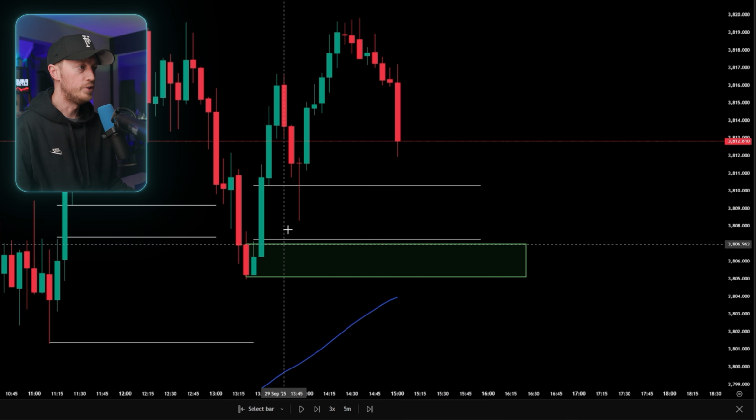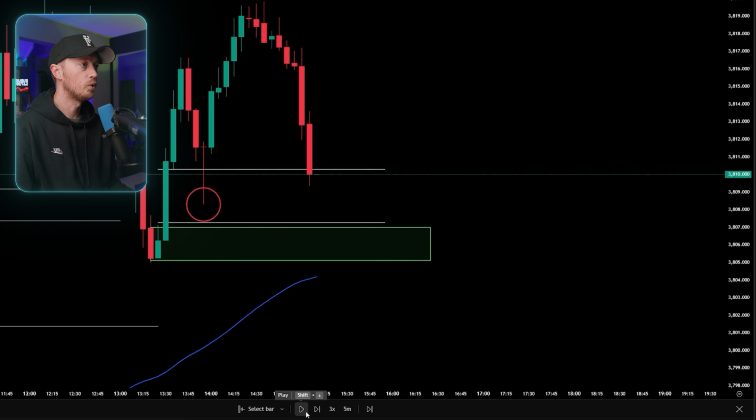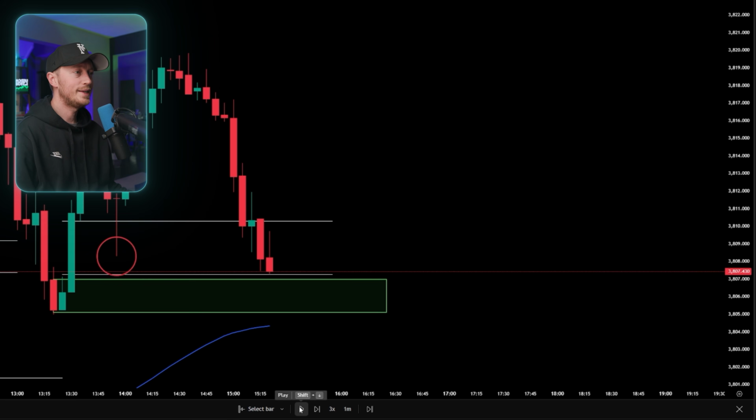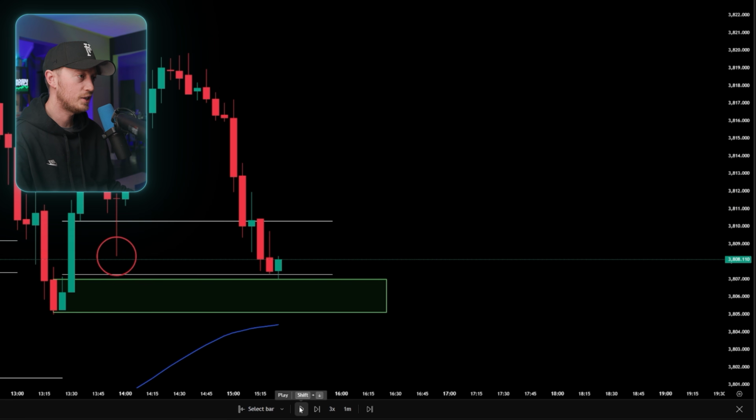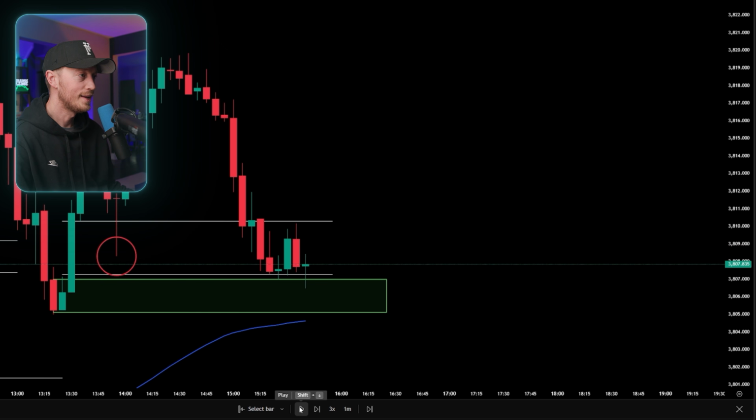Juicy, juicy. This price didn't tap into the demand yet, so that is still a valid demand, and we're waiting for price to come down to that level of demand right there. So let's continue to play this out. You could see here we did not tap our zone yet. We're still waiting for price to come back to our zone, and that is the entry right there.